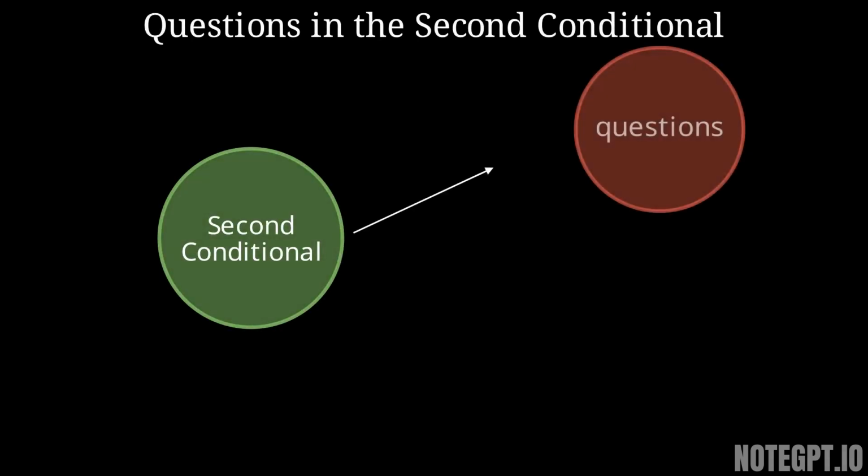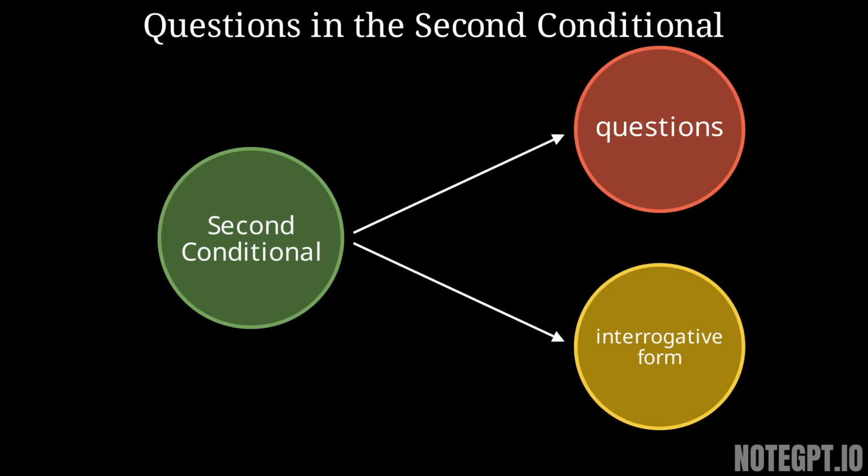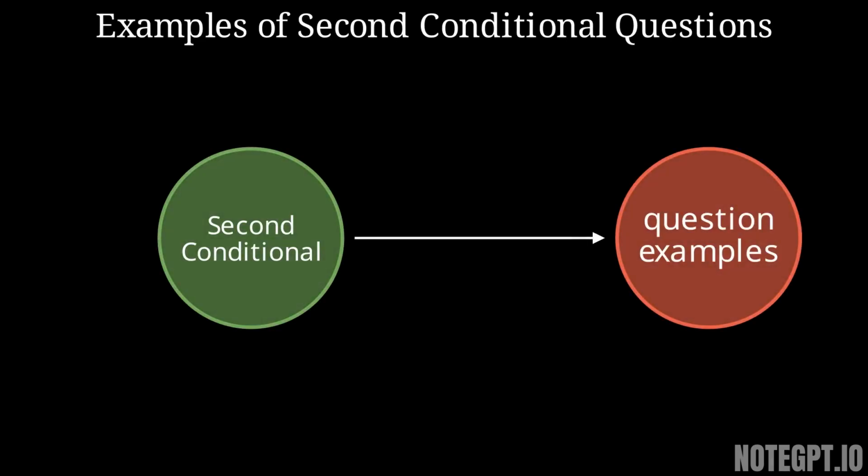To form questions, invert would, could, or might with the subject. You can also add a question word before would. Examples: if you had $1 million, would you buy an expensive boat? Would you travel to South America if you spoke Spanish?